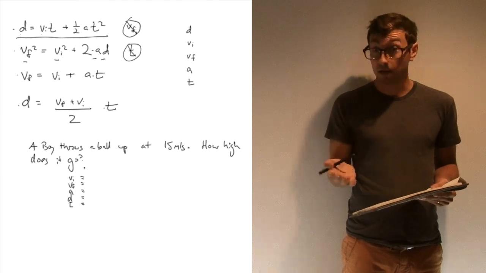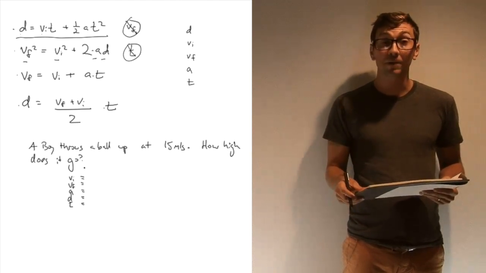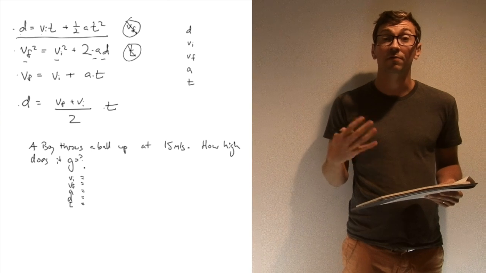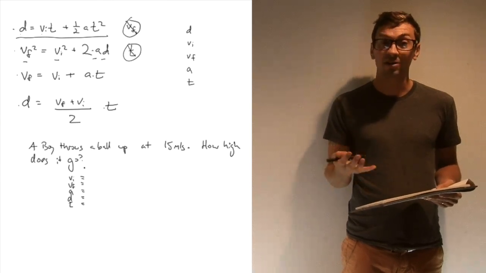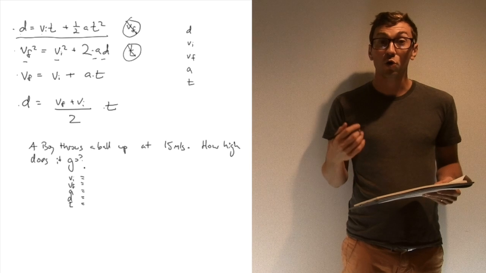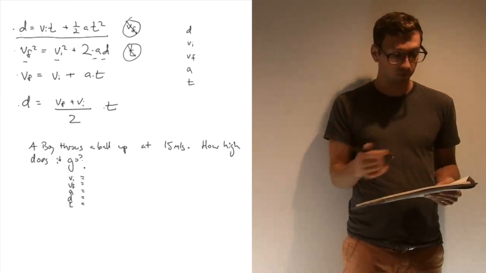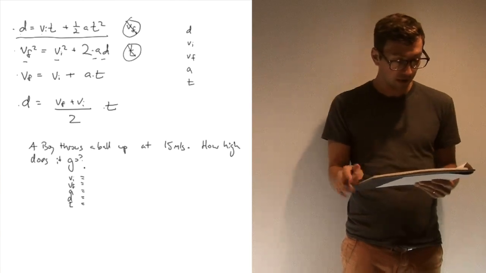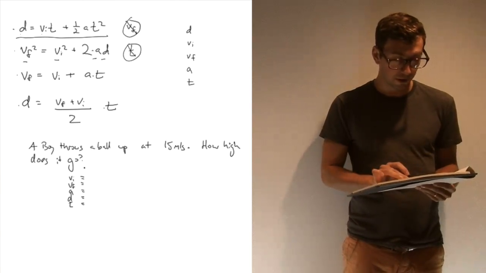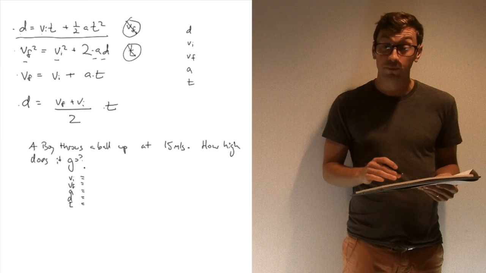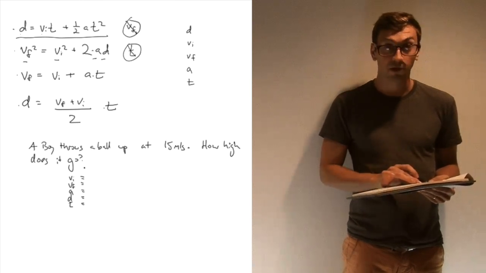So when we're doing a kinematics equation, we want to begin by asking what are the variables that we have and what's the variable that we're looking for. Normally, we'll have 3 variables and we are looking for 1 variable. Okay, so for example, I have a question here. A boy throws a ball up at 15 meters per second. How high does it go?